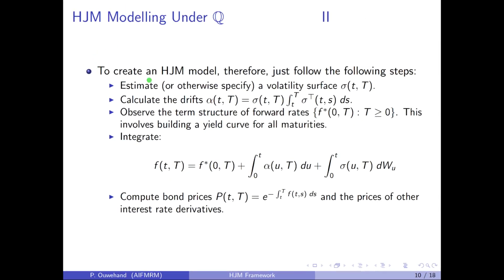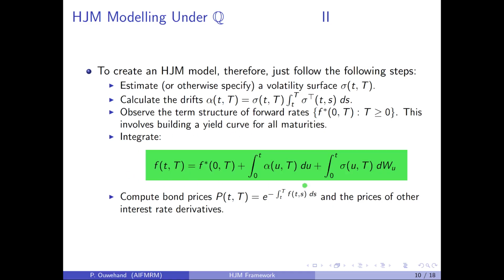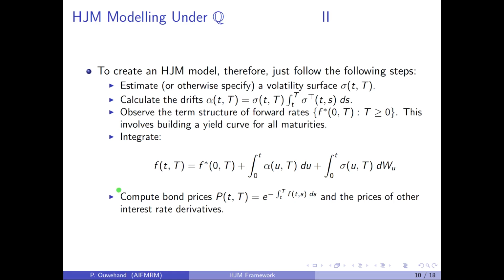So, to create an HJM model, we therefore just need to follow the following steps. We must estimate or otherwise specify a volatility surface sigma. More about that just now. We can then calculate the drifts alpha using the HJM drift conditions. We also observe the term structure of forward rates at the initial time, which will involve building a yield curve for all maturities. We can then integrate the SDE for each of the instantaneous forward rates to obtain the following. And once we have that, we can compute bond prices and the prices of other interest rate derivatives.